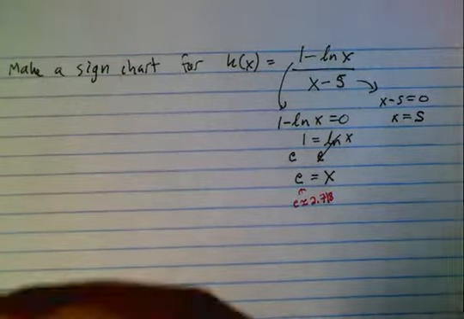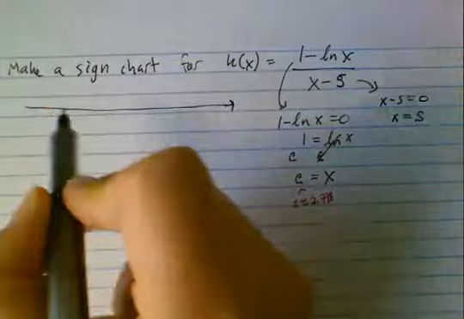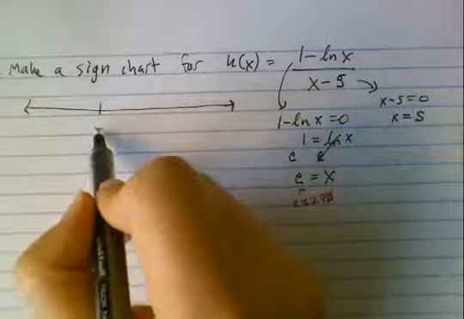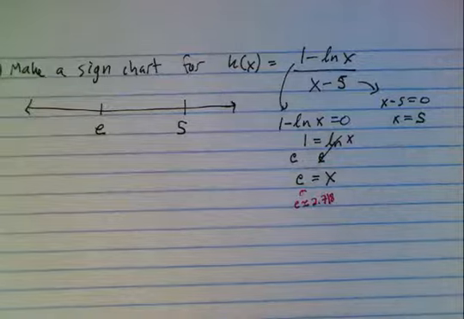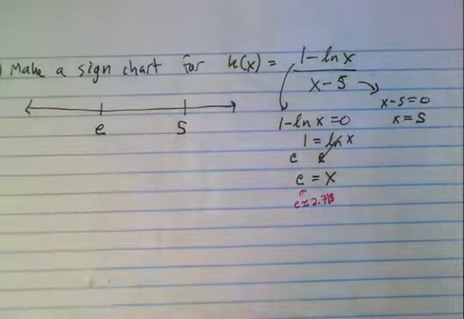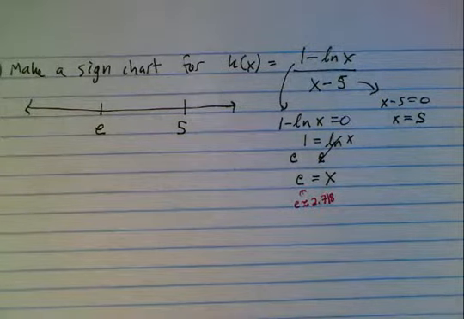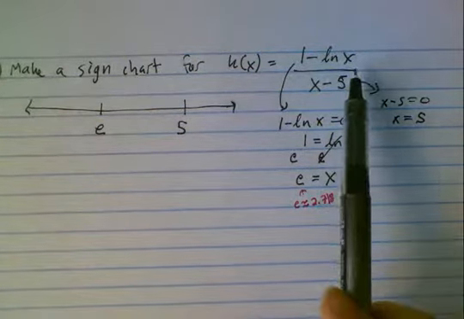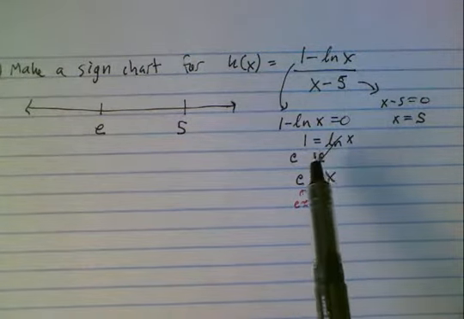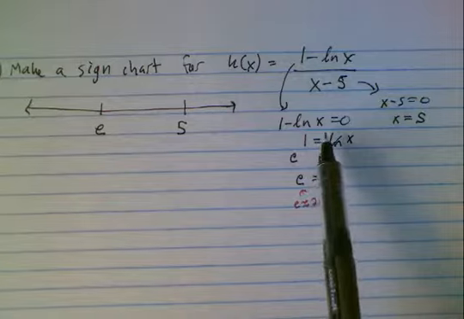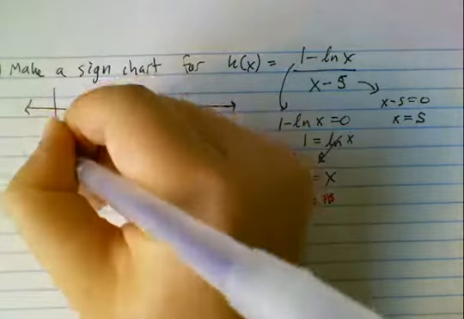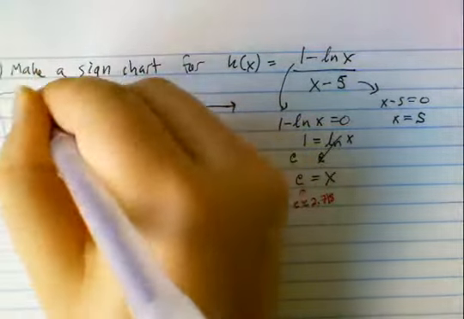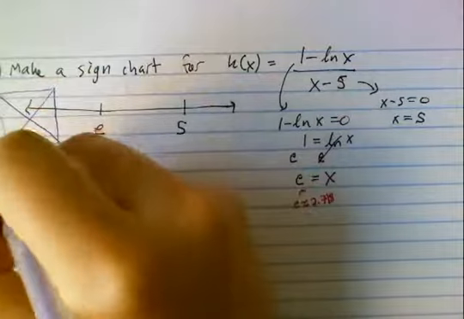So when we draw our sign chart, e is going to go here. 5 is going to go there. Think of this as going approximately where the 3 is. So we're dealing with natural log of x again. So we know that the domain, again, we can't put in any number 0 or smaller for this. So before we do anything else, I'm going to cut this off at x equals 0.